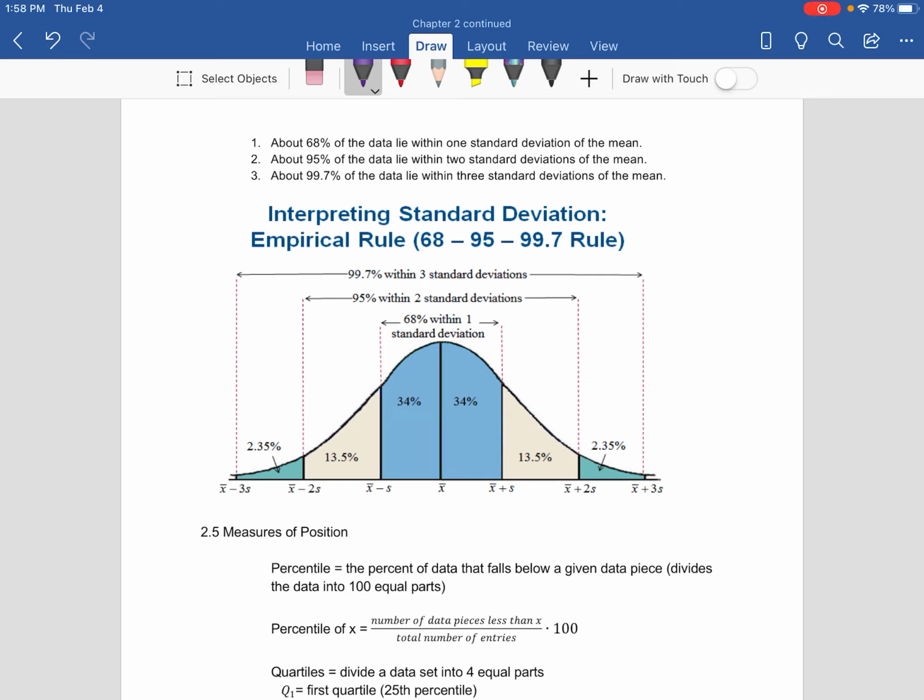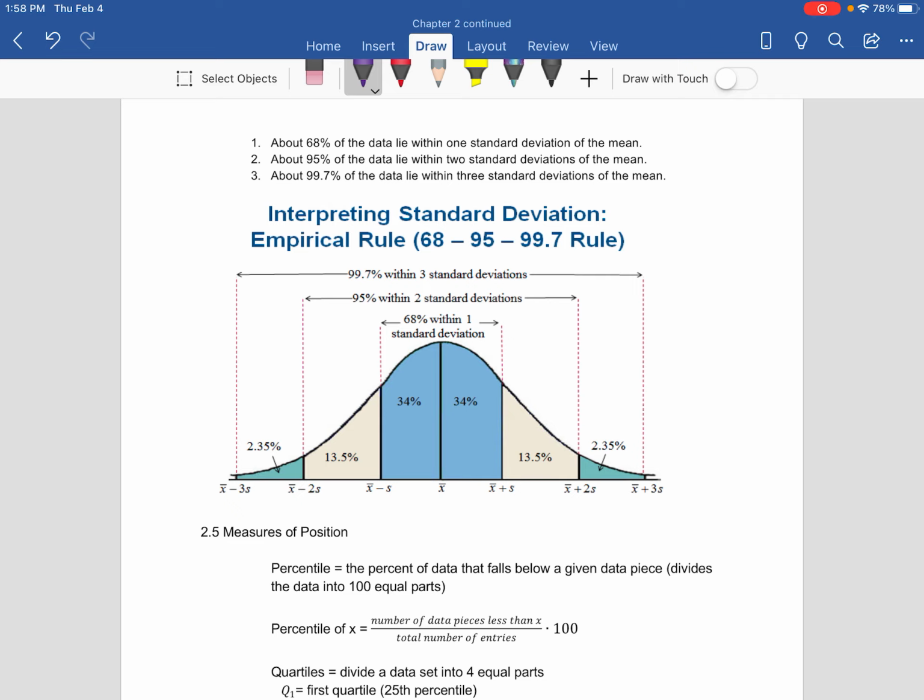Because of that, you can see, again, if this is symmetrical, that is subdivided into 34 and 34. The second piece of information is that about 95% of the data is within two standard deviations of the mean. So if I go out two standard deviations above and below, that's 95% of the data. Well, since I've already encompassed 68%, do the math, subtract 68 from 95 and divide it by 2, you can see that I have 13.5% on the lower end and 13.5% on the upper end.